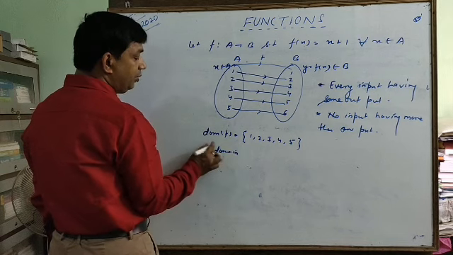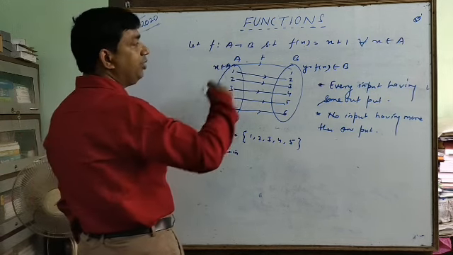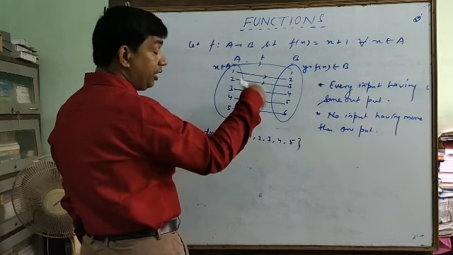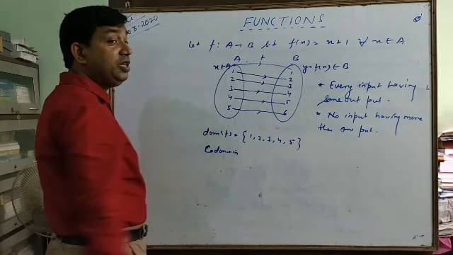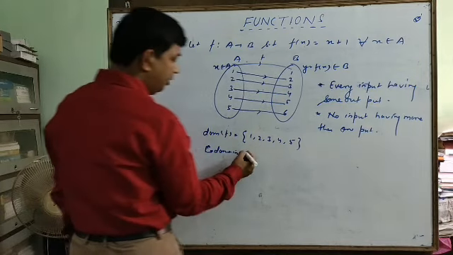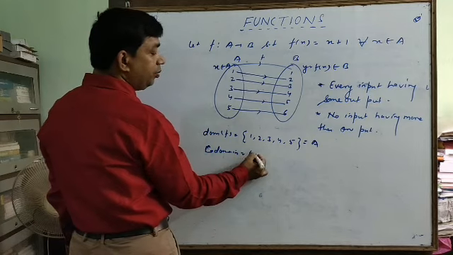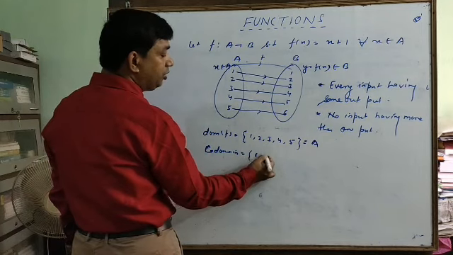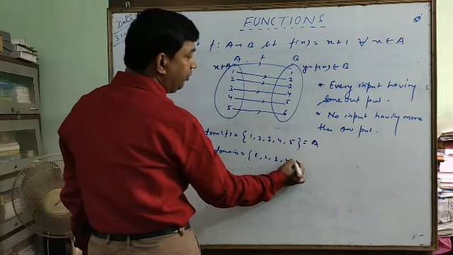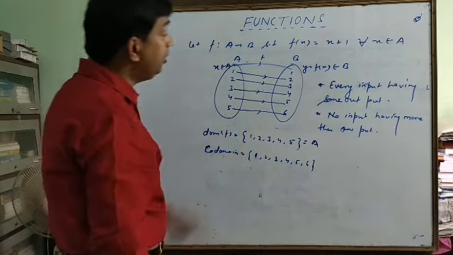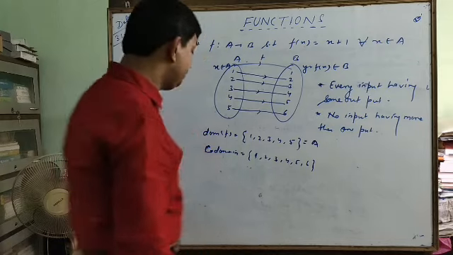Codomain means when the function is defined from one set to another set. Means from that set we get the images. That set, like B: this is A and this is B. B means what? 1, 2, 3, 4, 5, 6. All the elements contained in set B, it is called codomain.